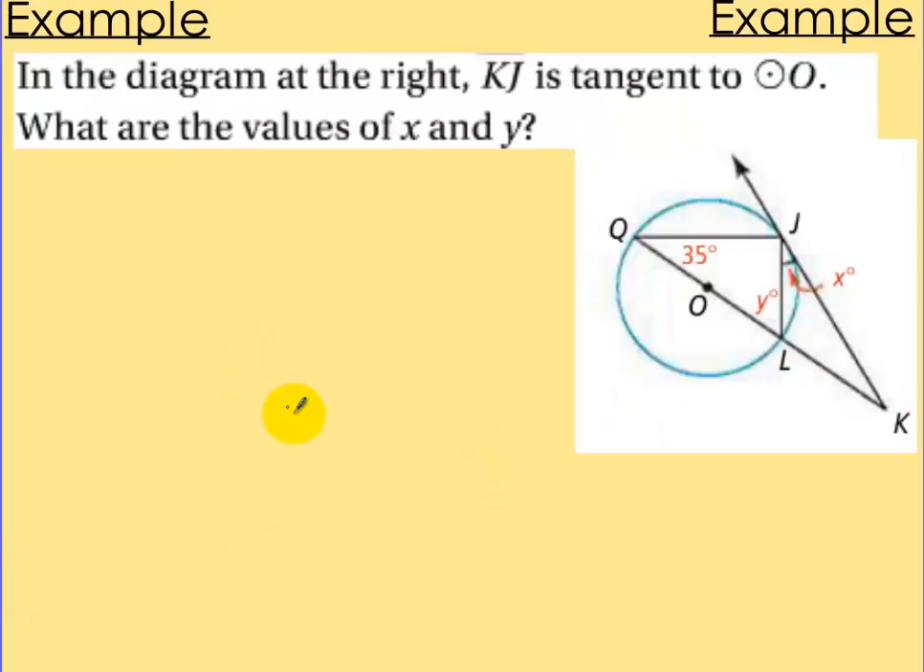All right, let's try some examples. Let's talk about this. One thing you want to notice is we have a diameter here, QL. That means the measure of this arc is 180, and the inscribed angle that corresponds with that has to be 90. So if this is 35 and this is 90, y is going to have to equal 55.